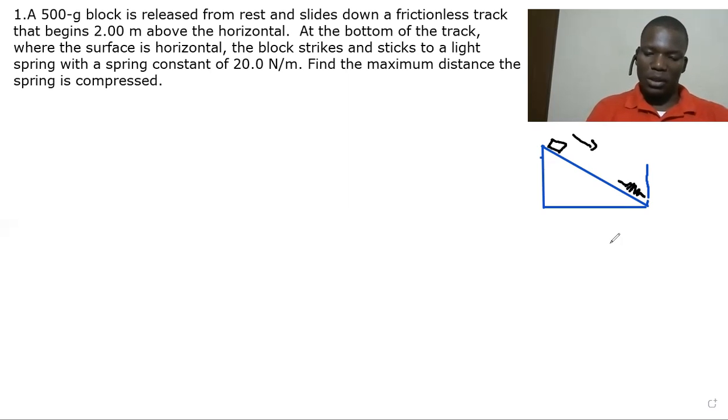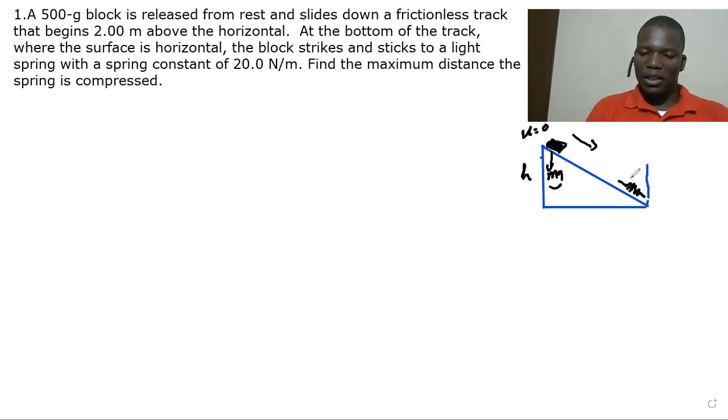Okay, so I've tried to illustrate the situation, and this height is 2 meters as we've been told. And then we have a spring here, a light spring. And then we have our block and it's sliding from rest. So we know that this block is going to have the weight there. It's sliding from rest, meaning the initial speed is 0. So this block at this stage here is only having the gravitational potential energy.